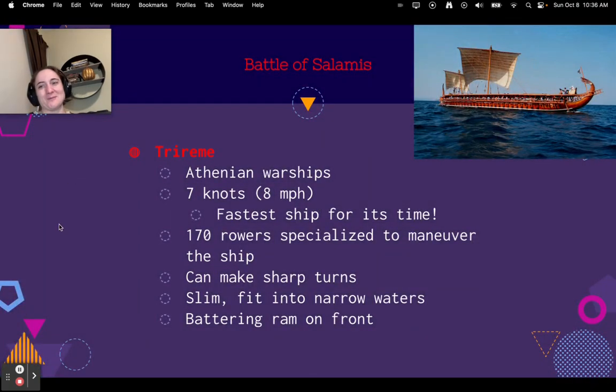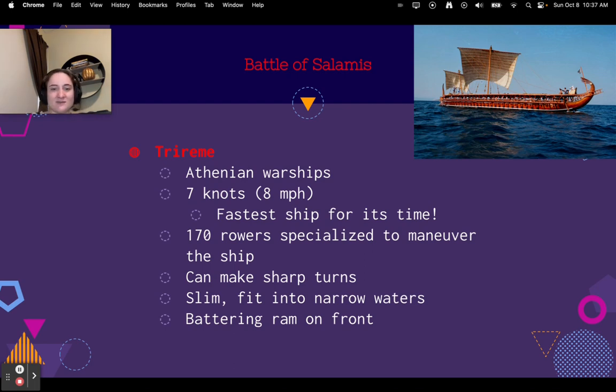All right, so the trireme. Some nerdy historians made a new trireme a few years ago and sailed it around Greece, which is kind of cool. So that's a modern day photo of a trireme. They are Athenian warships. They can go about 8 miles per hour, which you think is nothing, but that's the fastest ship for its time.